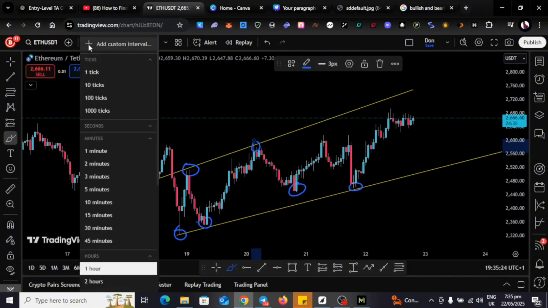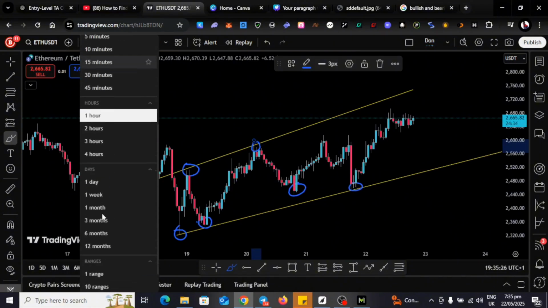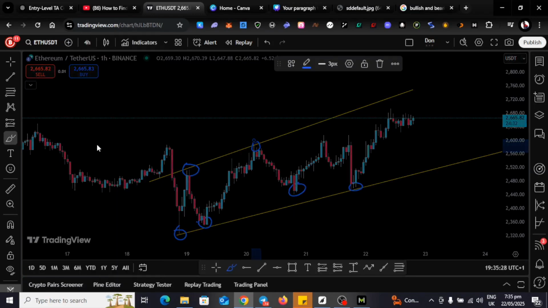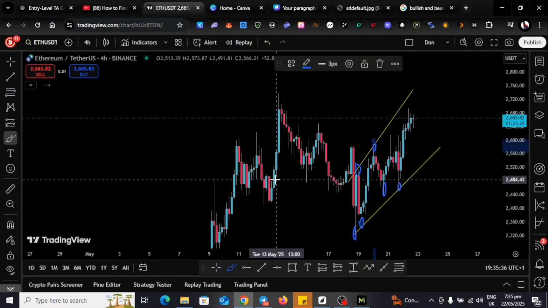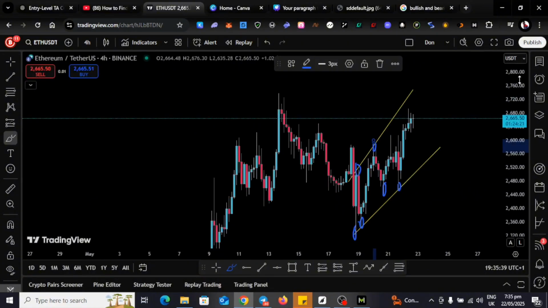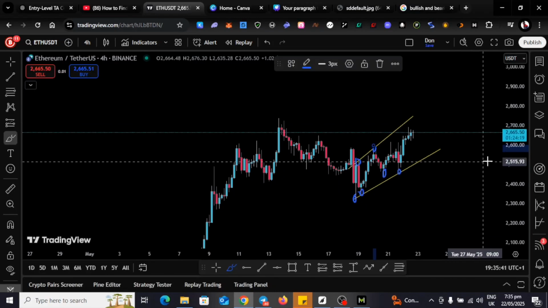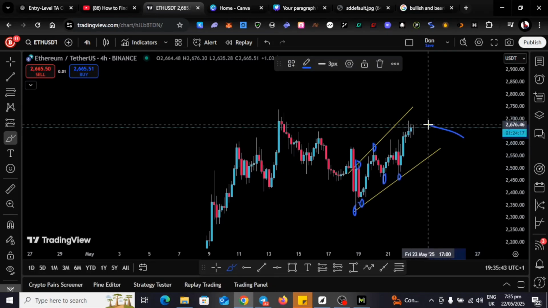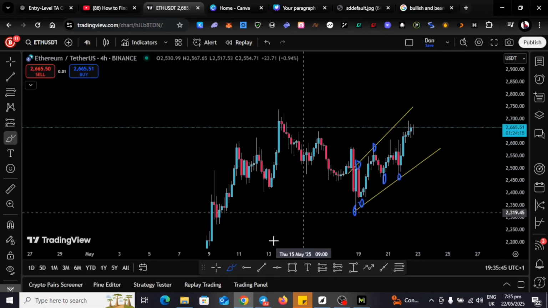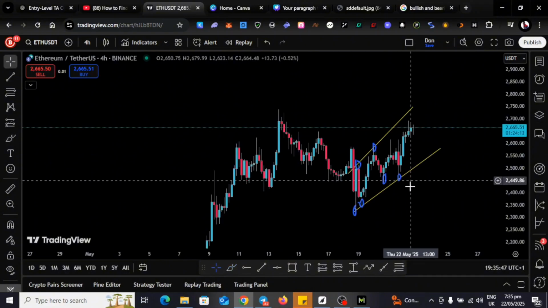So now let's go to 4 hours so that you see the difference, because each time frame is different. Okay, so you can see how our trend line looks like in 4 hours. Good.